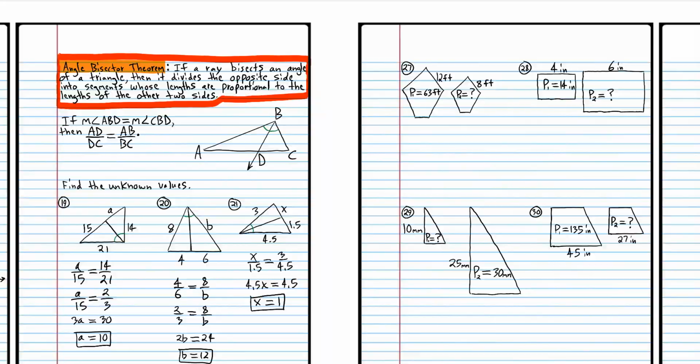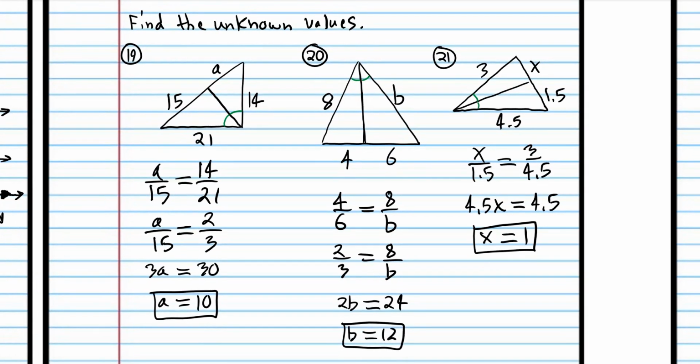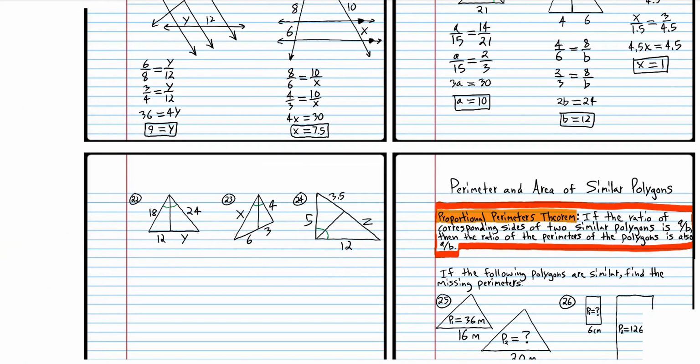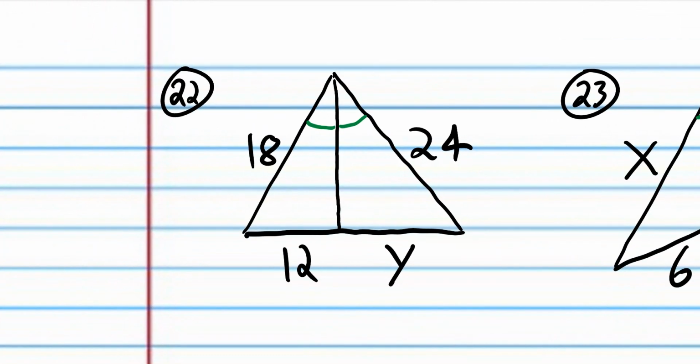And it's time for you to try. You might want to take a screenshot of those if you want to use them to do the problems we're about to do. So number 22, go ahead and try 22. And when you come back, we'll do it together.